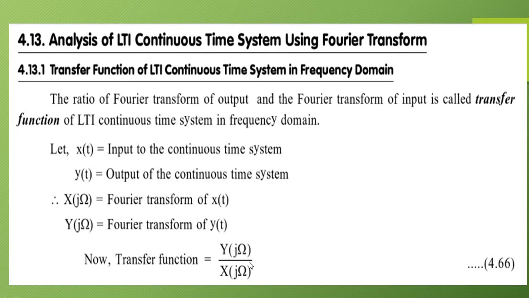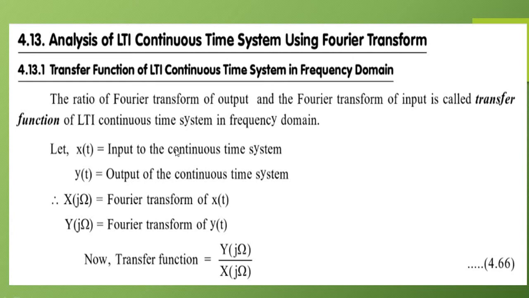Kindly refer to the last equation I put here. Transfer function is equal to Y of j omega by X of j omega. So what is this X of j omega? We have already seen this notation in the previous video. This is nothing but the Fourier transform of the signal x of t. So let us begin this way.